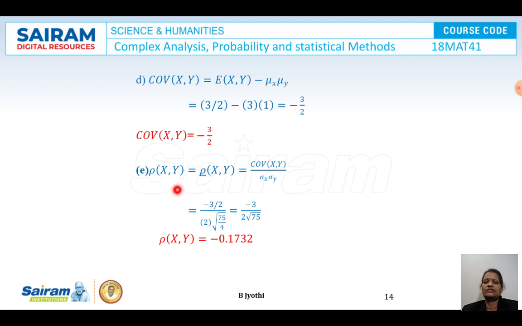And the correlation of xy is given by covariance of xy divided by sigma x into sigma y. So the correlation, with what we have just determined, is minus 3 by 2 divided by sigma x, which was 2, and sigma y, which was root of 75 by 4, which on simplification is minus 3 divided by 2 root of 75, that is minus 0.1732. So we have already calculated E of x, E of y, sigma x, sigma y, covariance of xy and correlation of xy. With this, we have done all the types of evaluation.